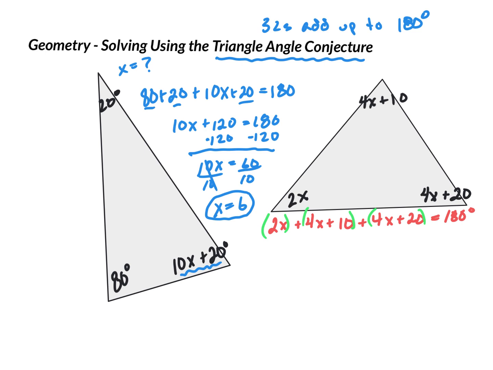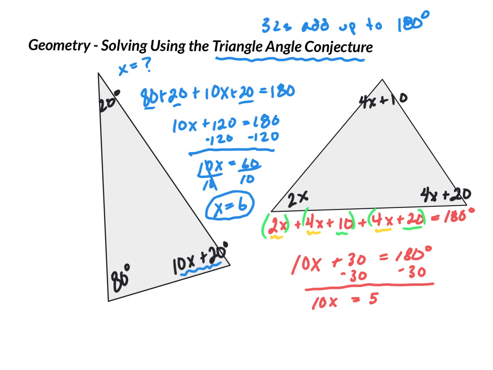All right, I'm going to start by combining my x's. So 2x and 4x is 6x, plus another 4x makes 10x. So I'm going to write 10x down here. And then combining my non-x's, so 10 and 20 makes 30. So plus 30 equals 180. So I'm going to subtract 30 from both sides. So 10x equals 150. Divide both sides by 10. X is 15.